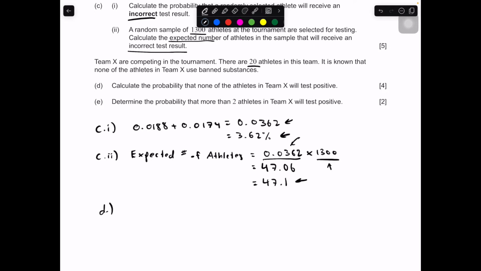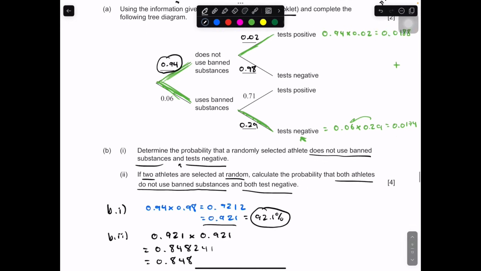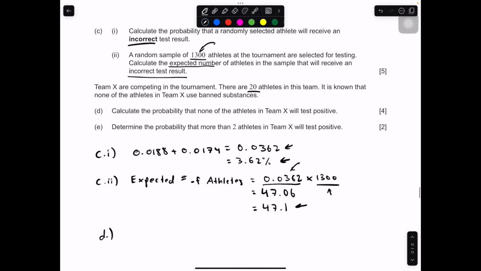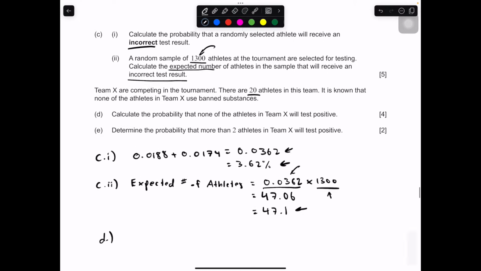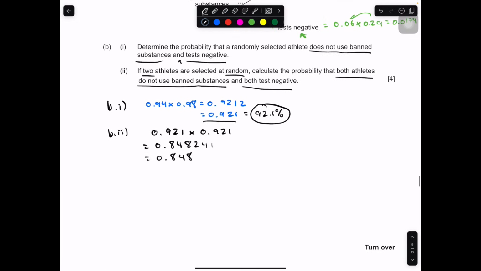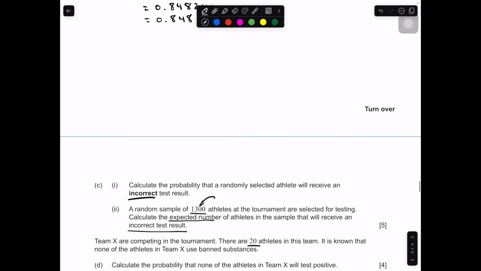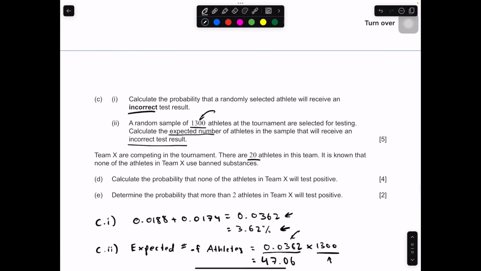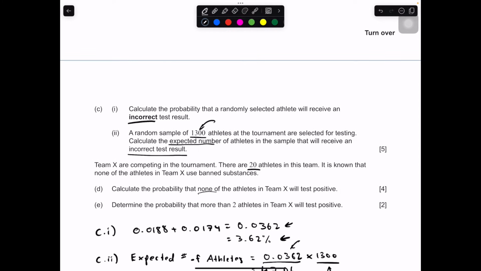Okay. So that means that does not use banned substances. They belong to this group right here. Calculate the probability that none of the athletes in Team X will test positive. So they're within this group that do not use banned substances. What's the chance? Probability that none of the athletes in Team X will test positive. So none that will test positive. So let's put test positive as a success.